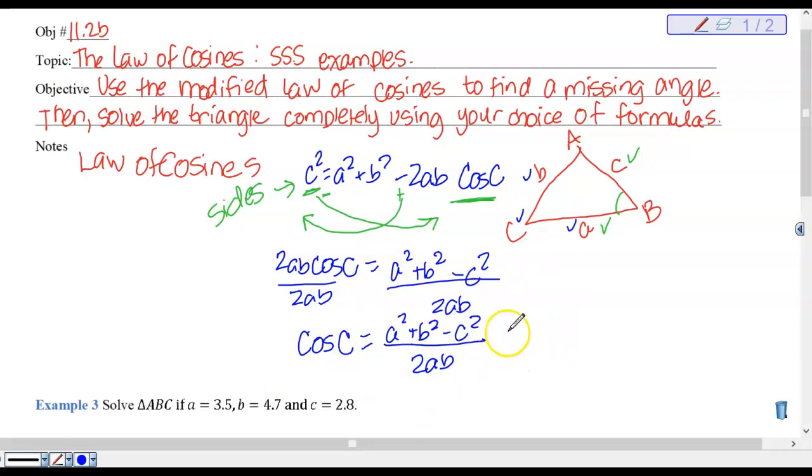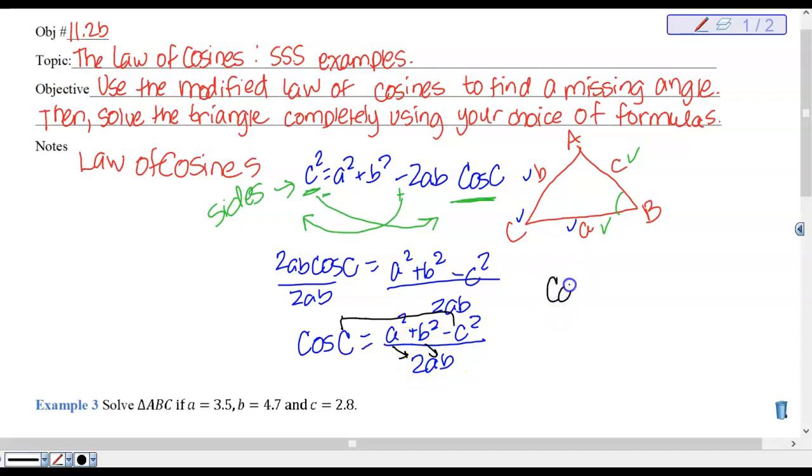Now, let's say I was looking for angle B then. Here's what I want you to notice. Here we have side A, side B, side C. So we're subtracting, see the C here and the C here. The two sides that we have are being added, and the side that's opposite the angle is being subtracted. And then the A and the B go down here in 2AB.